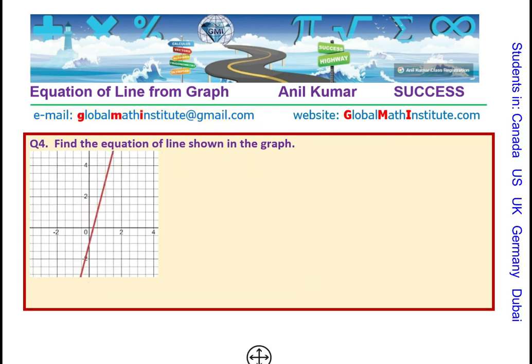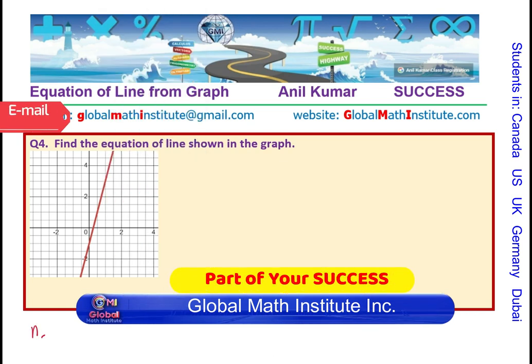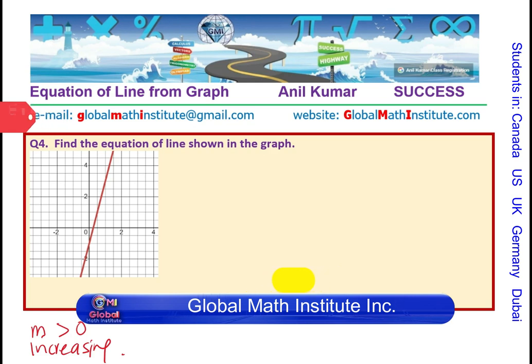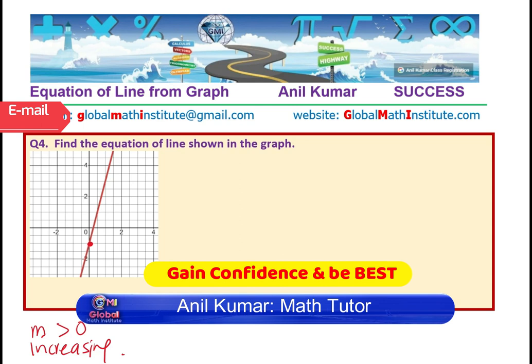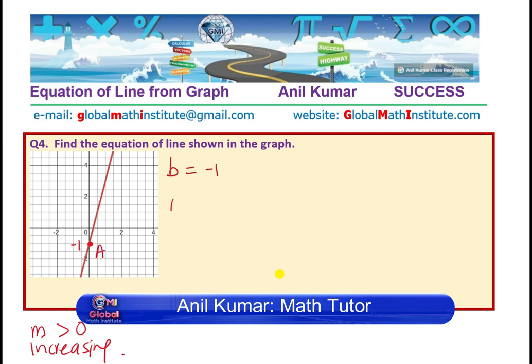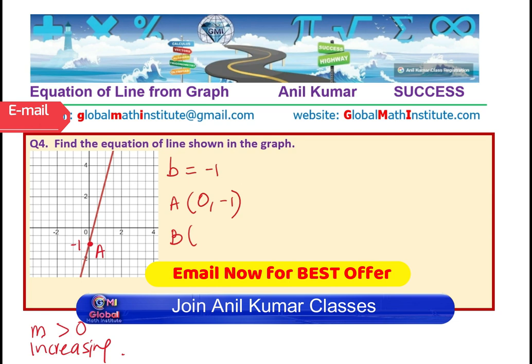Now in this example, you see the line is rising, and therefore we expect the gradient m to be greater than 0, right? Increasing. Correct. So let's identify the y-intercept first as a good point, and we know the value of b is minus 1 here, right? So the point A, which I've identified, is actually at 0 x value, y value is minus 1. Another point B, let's look into it carefully.